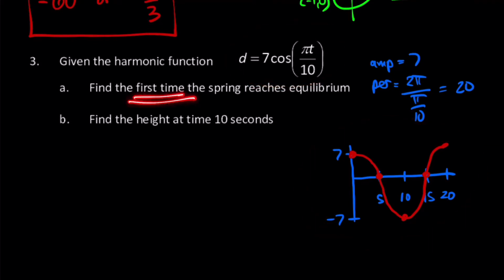Find the first time the spring reaches equilibrium. Well, that'd be right here. Our unit doesn't say, I guess seconds, so part A would be 5 seconds. Part B, find the height at time 10 seconds. So here's 10 seconds. What is your height? Negative 7.